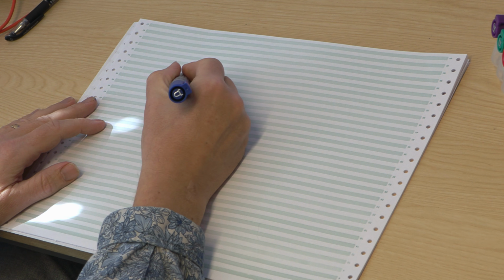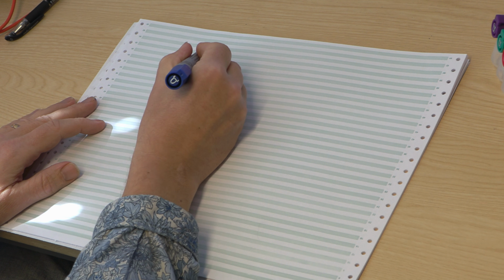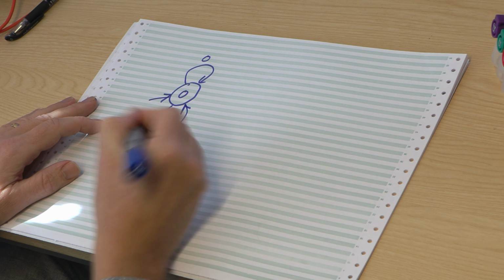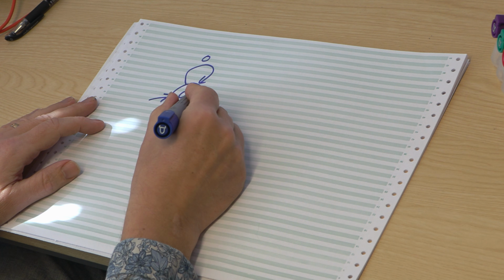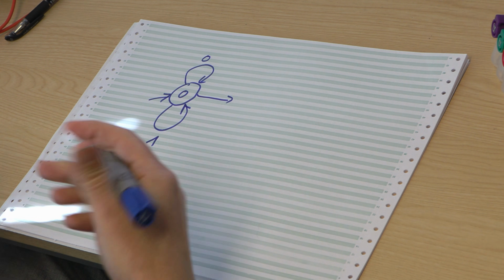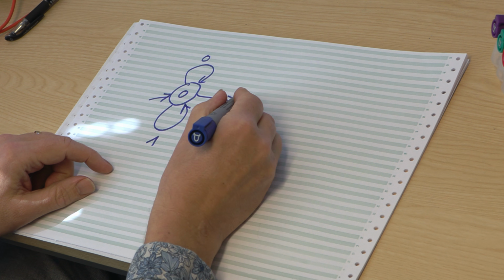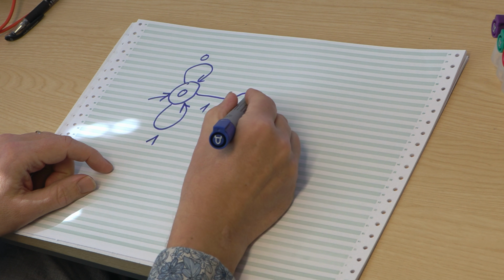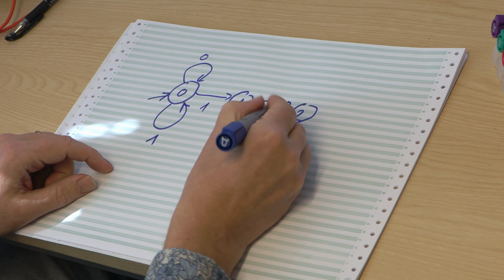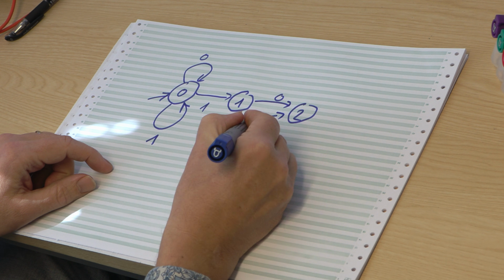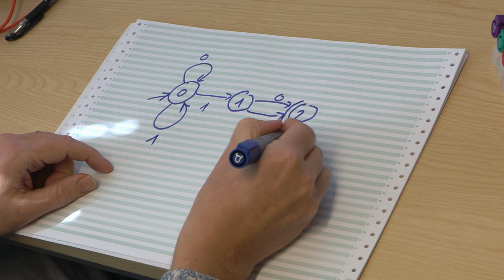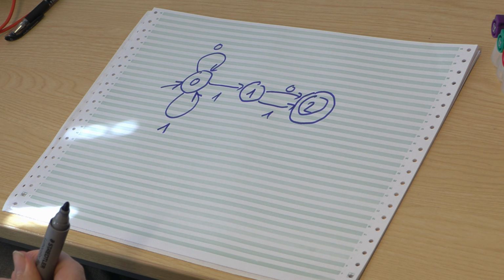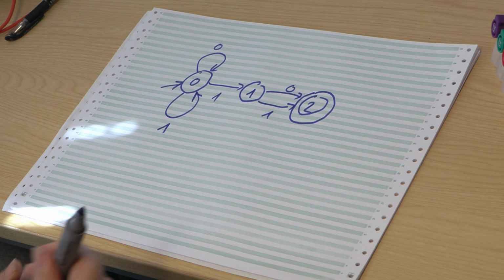And now I say, when I see a 0 or 1, I stay in this state. But now if I see a 1, I get sort of excited because maybe I'm going to win. And then I have another state. Whatever comes here, I go into this state. And this is my final state. Okay, so that's an NFA.